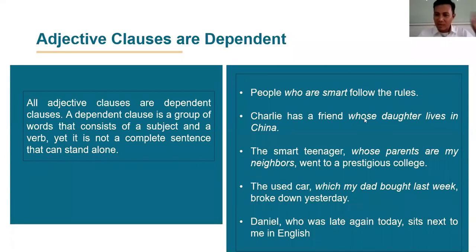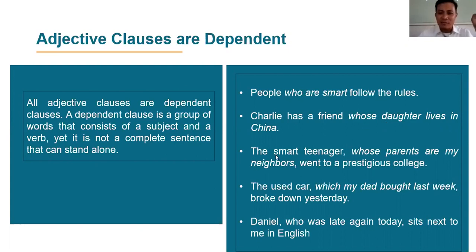Charlie has a friend. A friend whose daughter lives in China. A friend whose car is new, for example. Okay, got it.